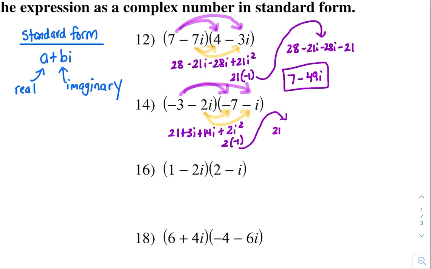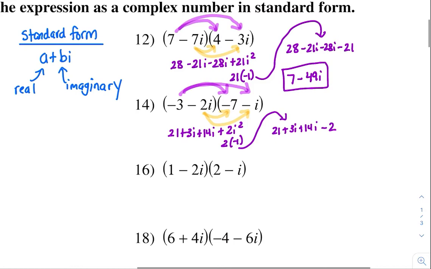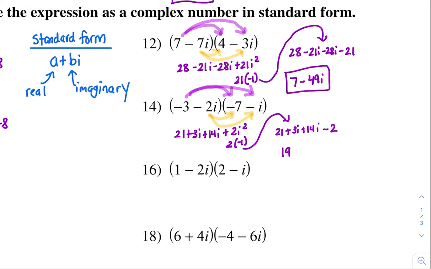So we have 21 plus 31i. No, not 31i, sorry. Plus 3i plus 14i plus, or minus 2. So just let me make sure my math is all right on that one. Looks good to me. So real numbers first. So 21 minus 2 is 19. 3i plus 14i is plus 17i.